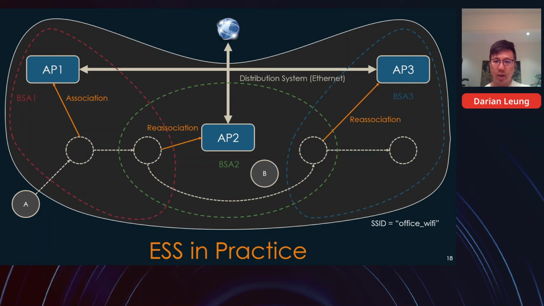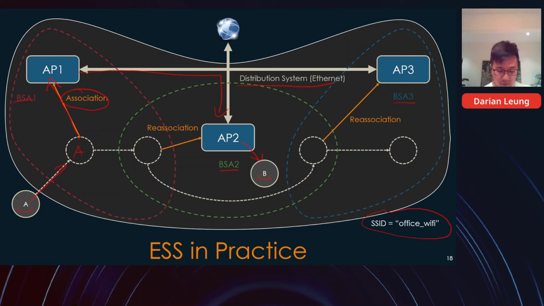Let's look at an ESS in practice. Let's say we have a Wi-Fi network for an office, and this network contains 3 BSSs with overlapping BSAs. So here's BSA1, here's BSA2, and here's BSA3. Because they're all part of the same network, they all share the same SSID. As station A enters BSA1, it can now join the network by associating with AP1. And if station A wants to communicate with station B, the data flow is as follows. Station A will send the data to AP1, AP1 will then forward that data to AP2 over the distribution system, and then AP2 will finally forward that data to station B.